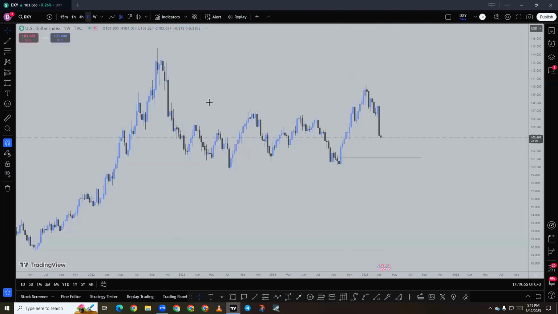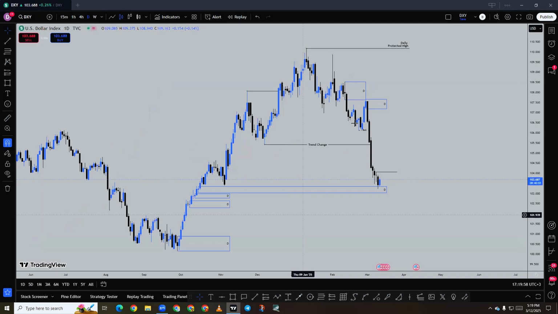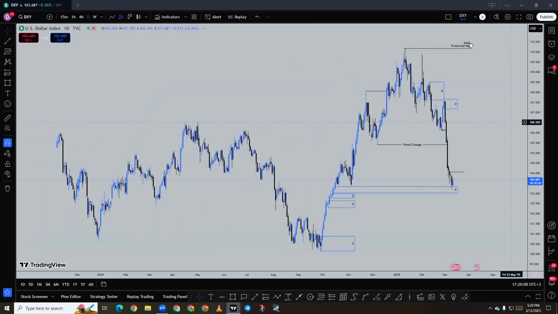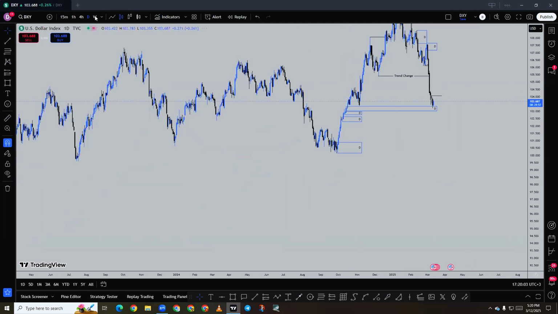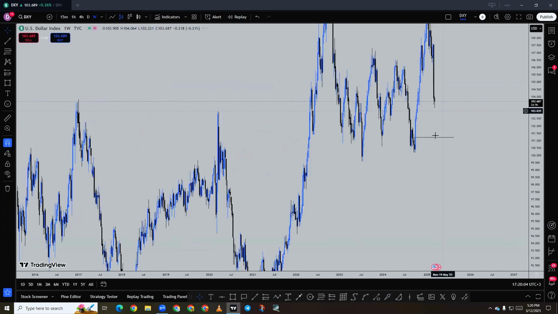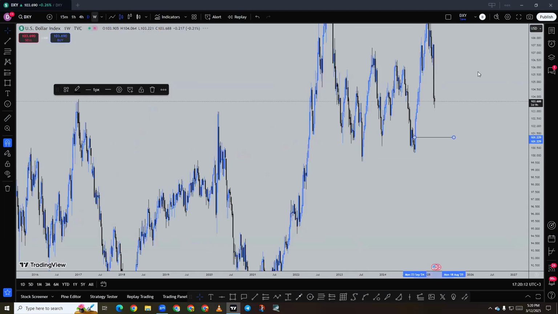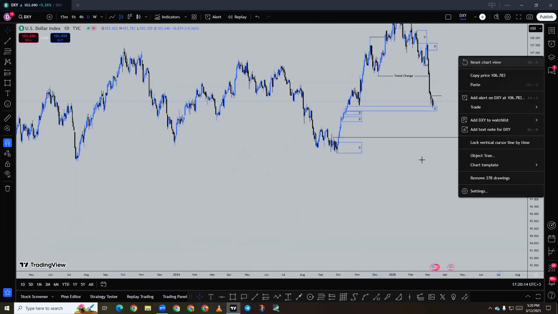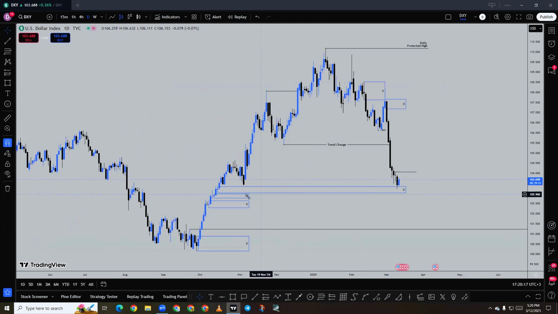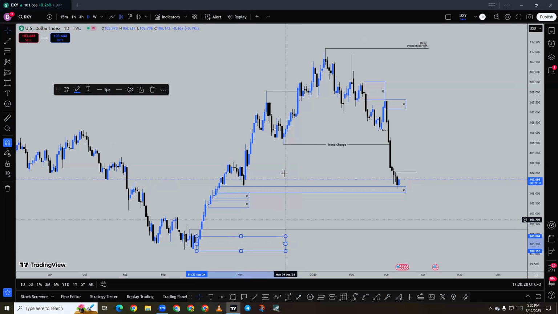So now moving on to the daily, let me just activate that on the daily. As you can see, we have some of these. If all of these do not work, then we should just wait for the market to come and mitigate these weekly and also the daily demand order block.